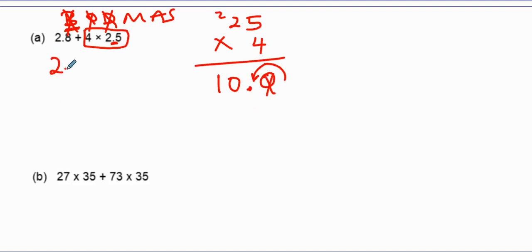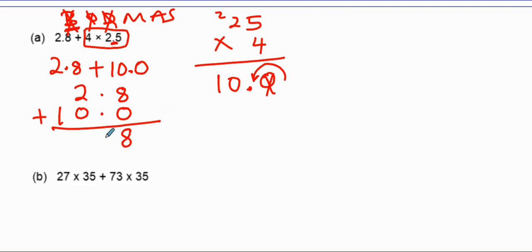So this will be 2.8 plus 10.0. You can leave it or you can cancel that 0. Now 2.8 plus 10.0, you arrange the numbers vertically. 2.8, 10.0, then add vertically. This will be 8, decimal point, this will be 2, this will be 1. The answer is 12.8. So here the answer is 12.8.